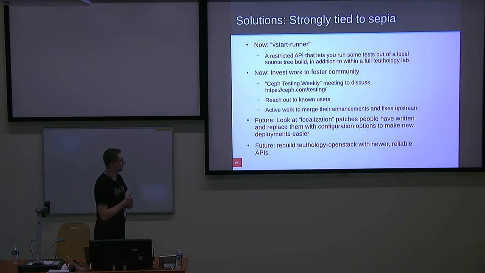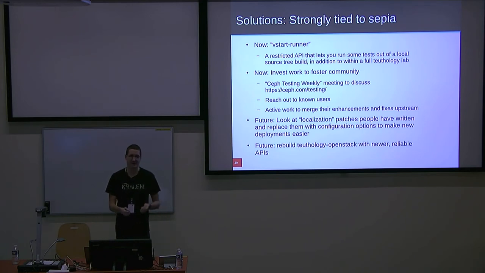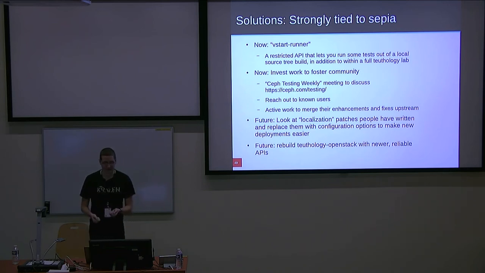In the future, we'd also like to find out what things people have done to do the localizations, what strings they've had to change, what assumptions we had about resources being available that might not be true, and make those configuration options instead of just things that you need to change in the source code. And it would be great to rebuild Teuthology OpenStack with libcloud or some other newer, more reliable API.